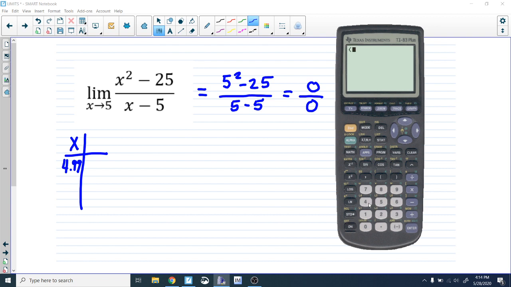So what I'm going to do here is take 4.99 squared minus 25 divided by 4.99 minus 5. And what I get is 9.99. I'm going to write that over here.